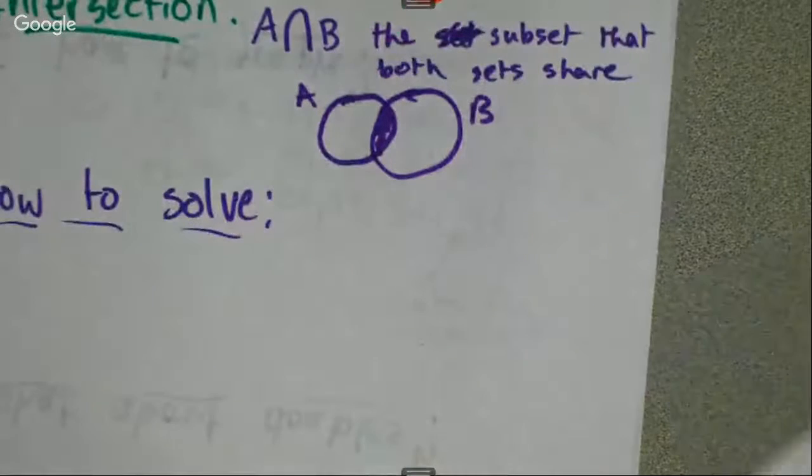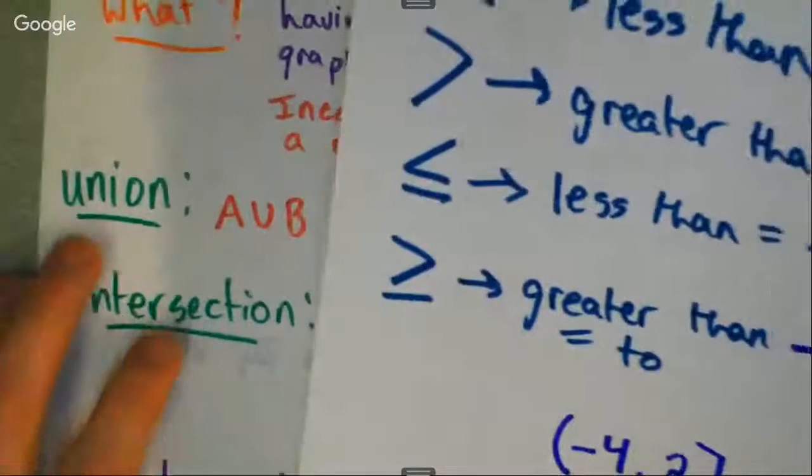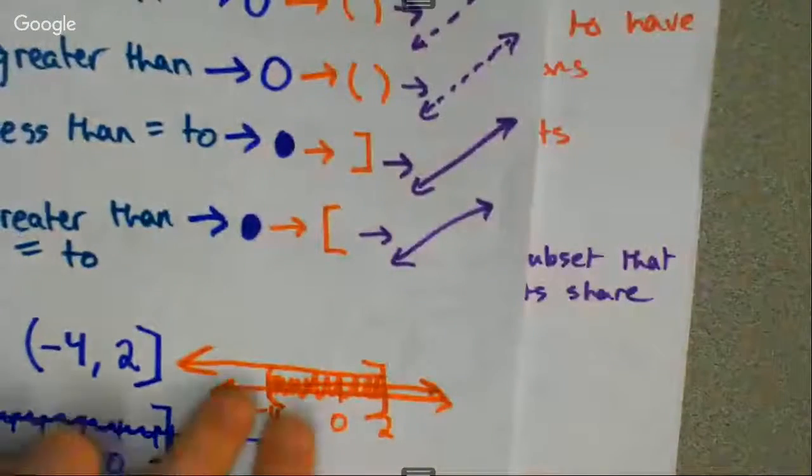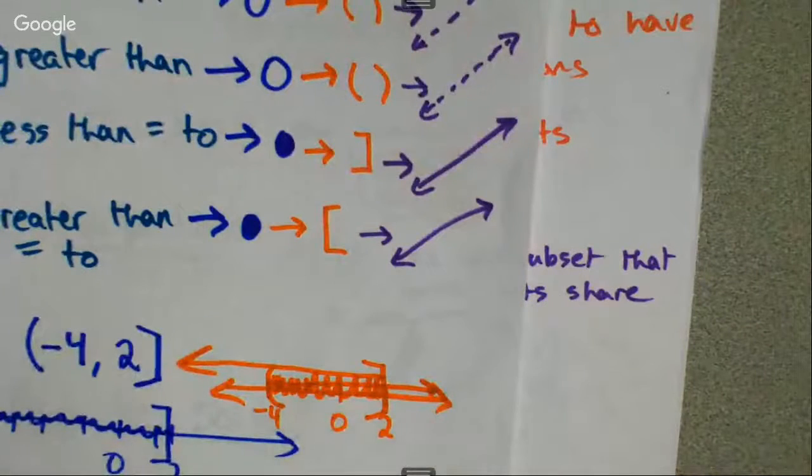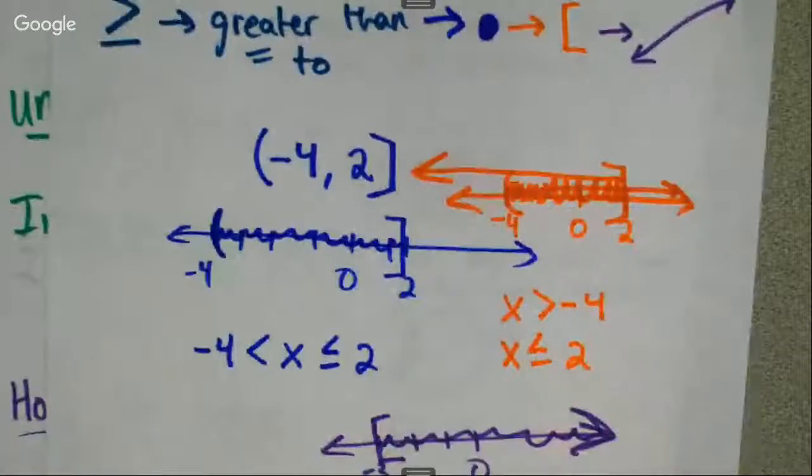Okay. We can have union. Union would basically be everything. So if they don't overlap, maybe I have something that looks like this.